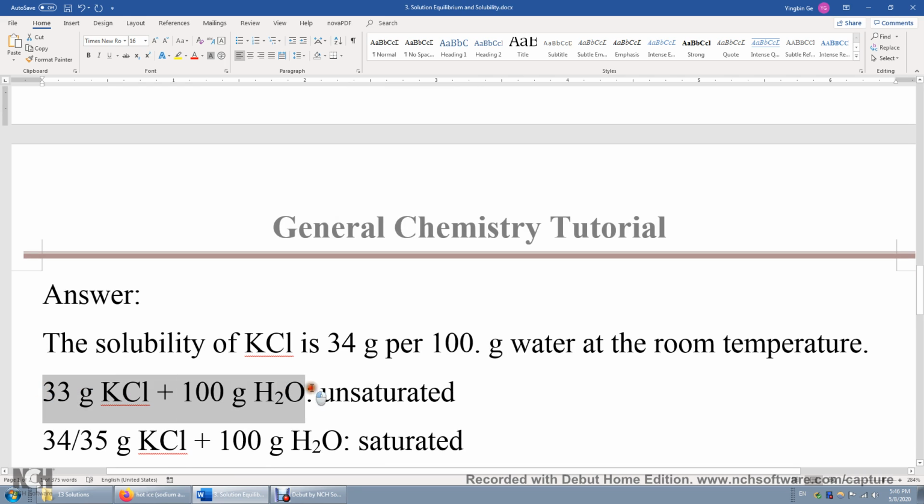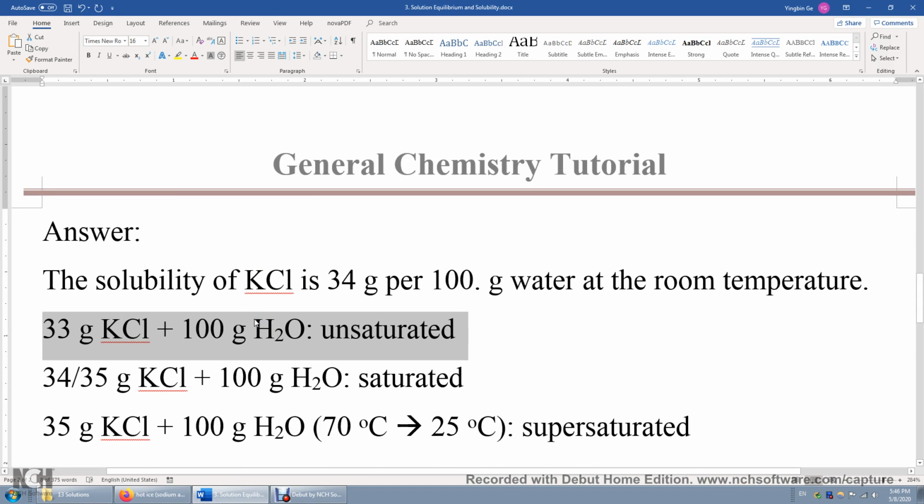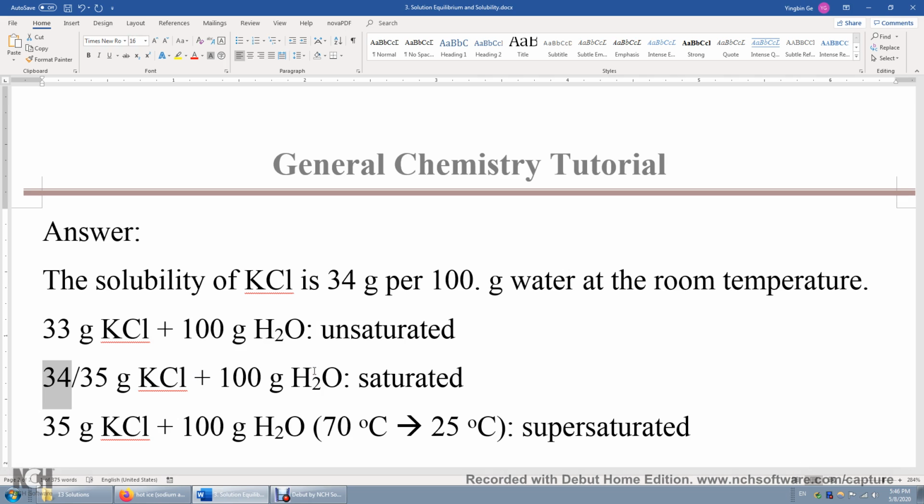So this is one example. We just dissolve 33 grams of potassium chloride into 100 grams of water. And then if we add 1 more gram of KCl, let's say 34, and then we stir it, we wait patiently, eventually all 34 grams of KCl will be dissolved, and this solution is saturated. We can add more than 34. For example, we can add 35 grams of KCl, but eventually only 34 grams will be dissolved, and we will see again 1 gram of KCl in the solid state in the solution.